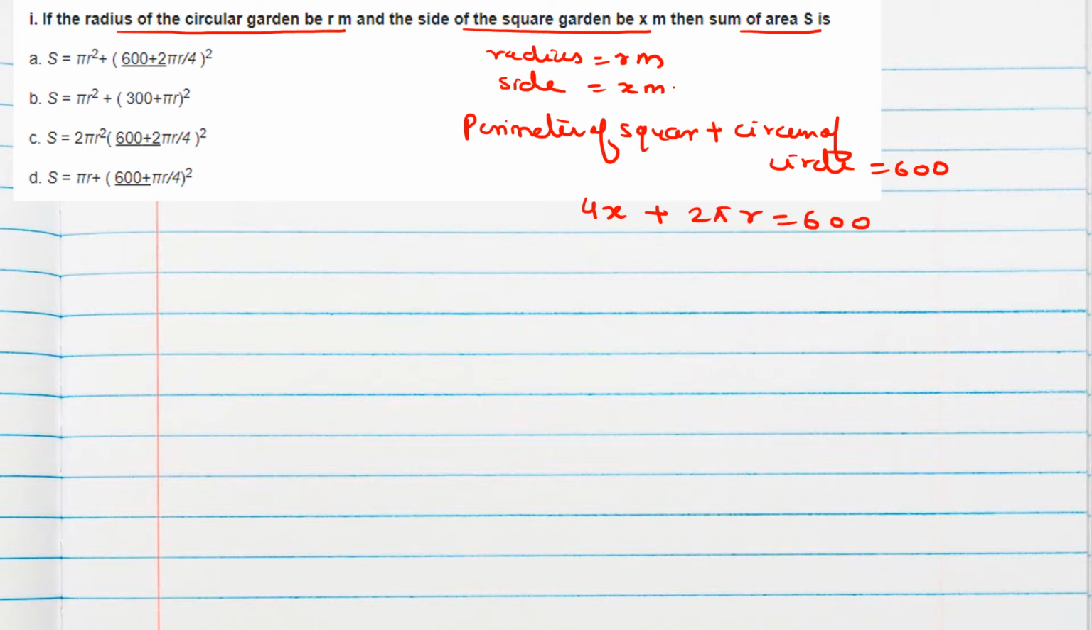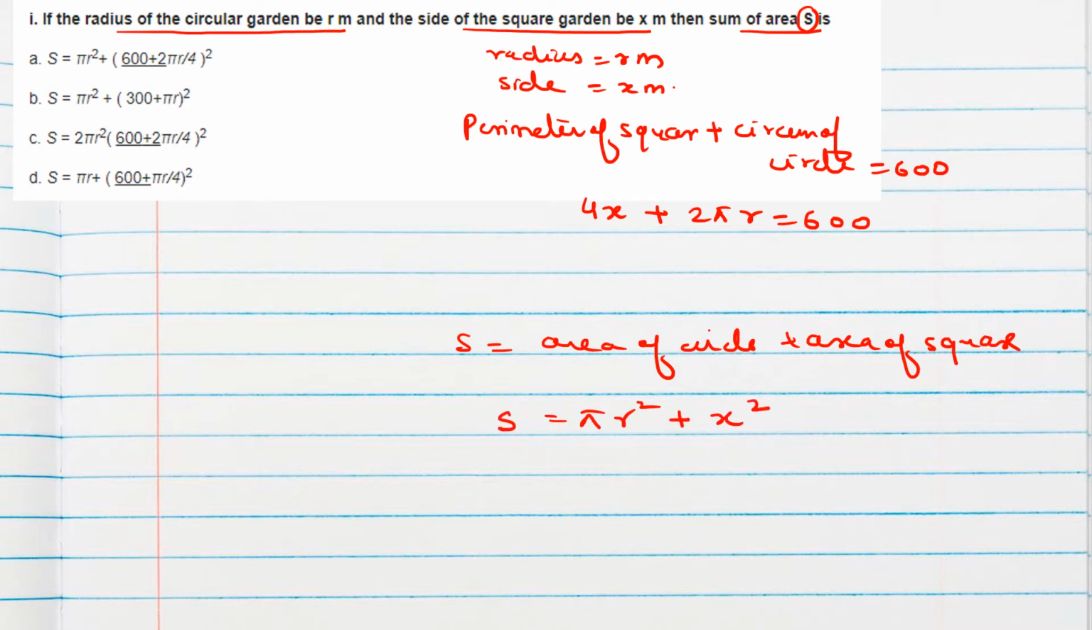So this is the condition, and we need to find the sum of the areas, which is given by S. So S is the area of the circle plus the area of the square. That means pi r squared plus the side squared. Now in all the options, only the r term is there. If you see, x is not there.